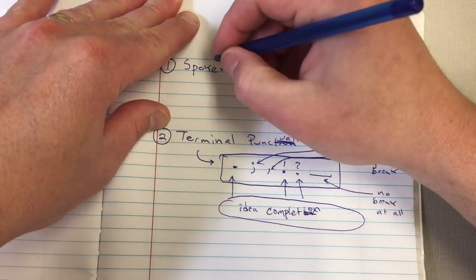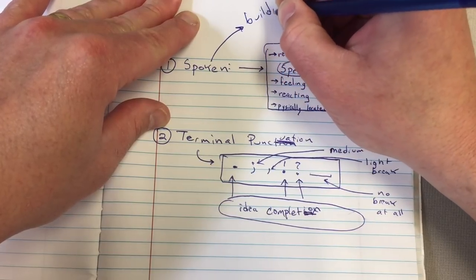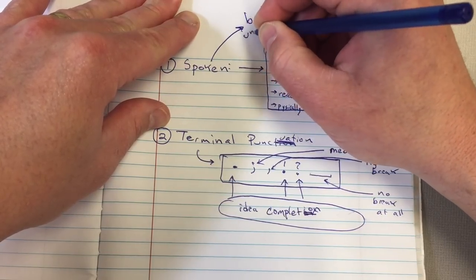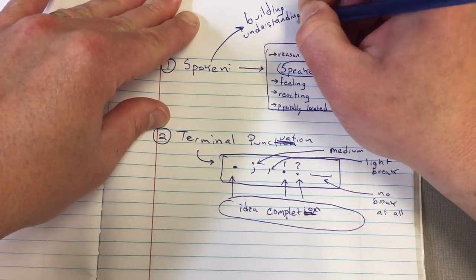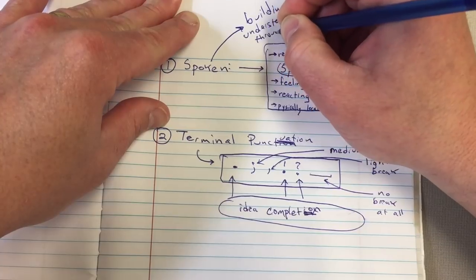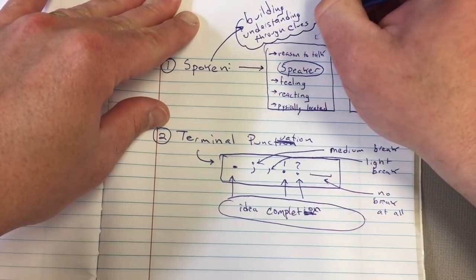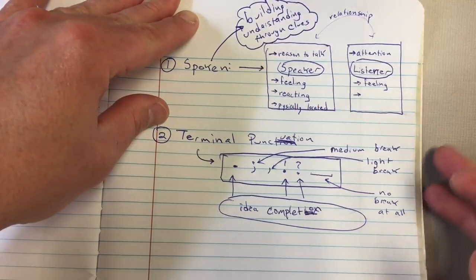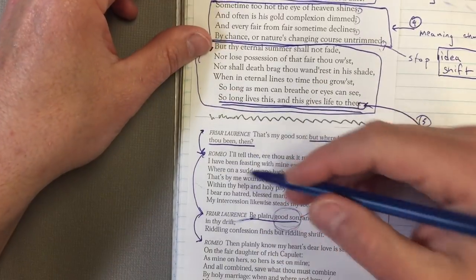So I don't know. I'll just put it here. You're building understanding through clues. And you have to find the clues. You are a detective, and you're trying to notice everything. So there's the relationship applied to this piece of text.